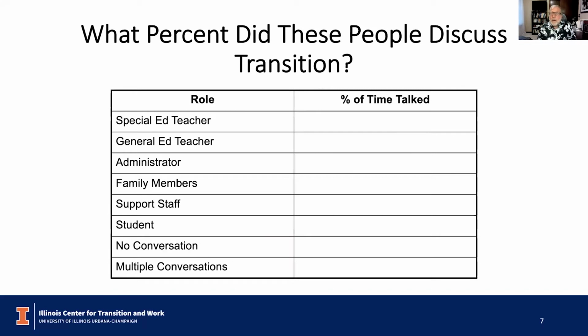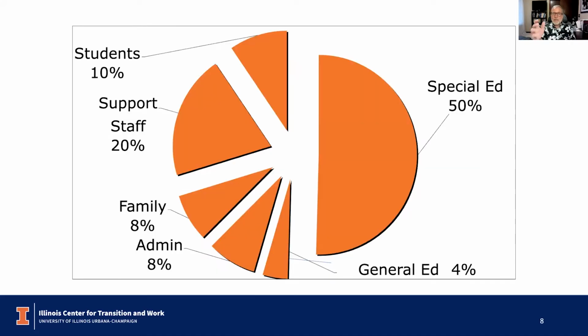We also examined this a little further. We wanted to know what percent of time did these people talk about transition. So we divided it into transition conversation and non-transition conversation, and we kept track of the percent of time people talked about transition. And look at this. Special ed teachers, 50% of the time. General ed teachers, 4, administrators, 8, family members, 8. Support staff, that's an interesting one.